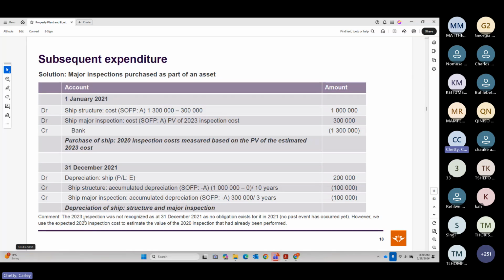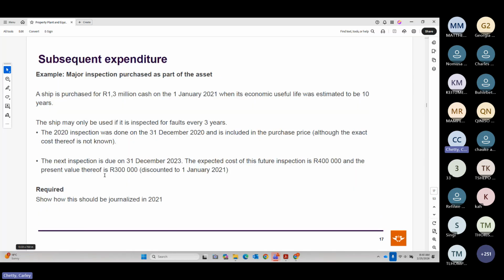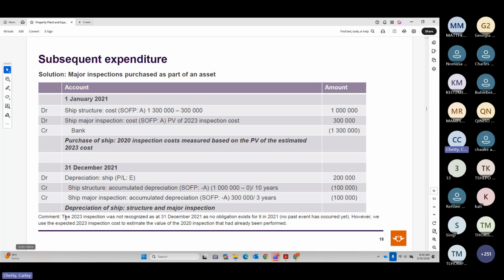So why are we not recording the 2023 inspection? The question said the next inspection is due on 31 December 2023. So why are we not recording the future inspection? The reason is that we are in the 2021 year. The 2023 inspection is not recognized at 31 December 2021 as no obligation exists for it in 2021.